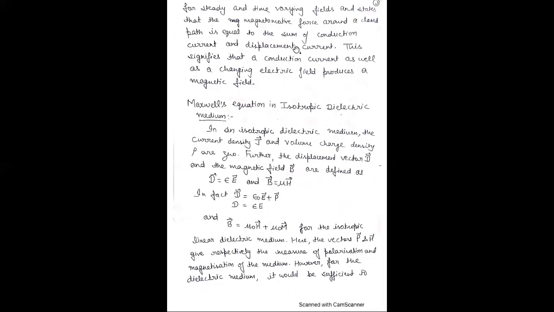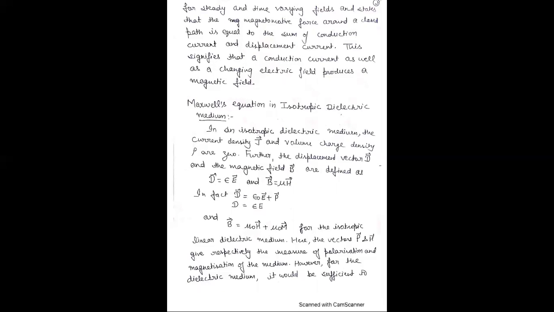D is the electric displacement vector, and curly D by curly t is also known as displacement current, also written as J dash. This signifies that a conduction current as well as a changing electric field produces a magnetic field. Here, del cross H is equal to J, the conduction current, plus curly D by curly t. D is an auxiliary electric field. Therefore, the conduction current J and the auxiliary electric field D produce a magnetic field H.